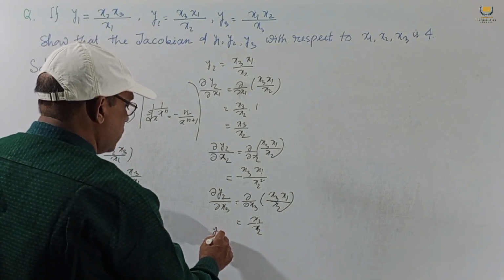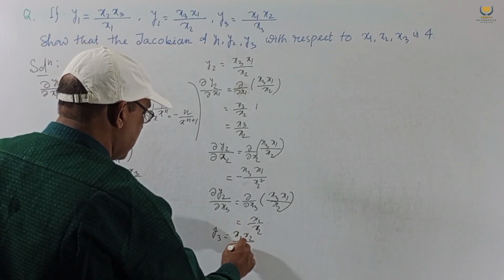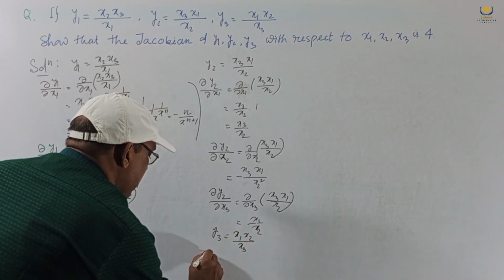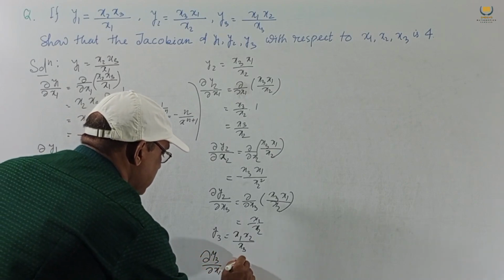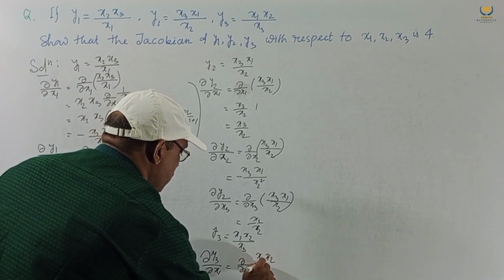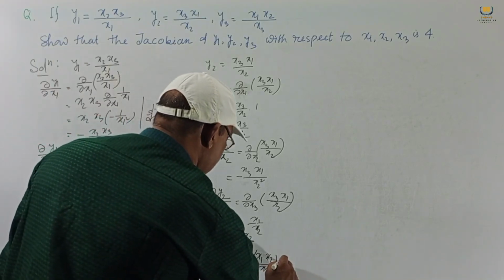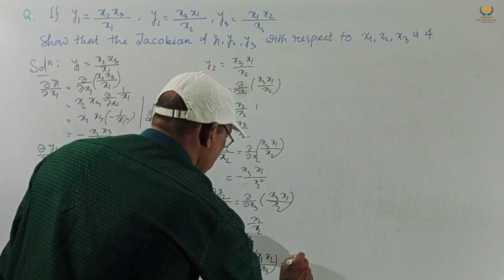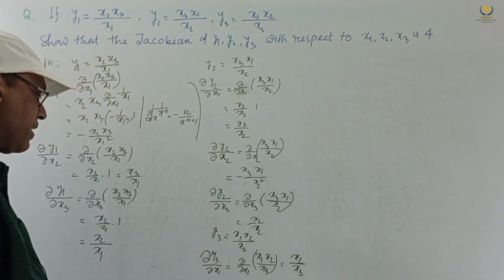Now y3 equals x1 x2 by x3. Del y3 by del x1 is del by del x1 of x1 x2 by x3, and this result we get x2 by x3, because del x1 is 1.